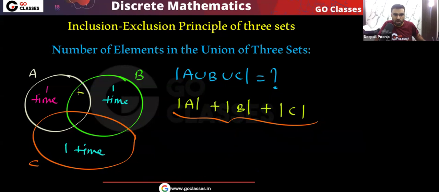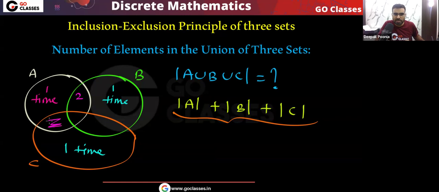Now, how many times have we counted this area? Only look at these elements. They belong to set A also, set B also, but they do not belong to set C. So we have counted them in set A and in set B, which is two times. But we did not count them in set C, because they do not belong to set C. So let me write 2 here: two times I have counted.